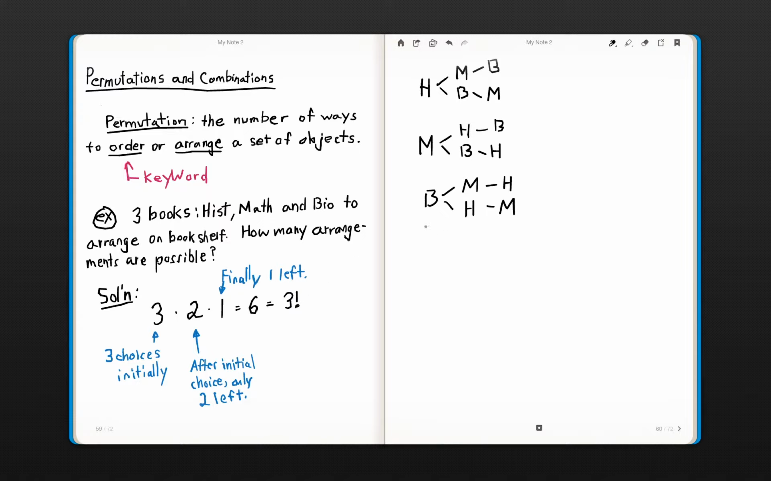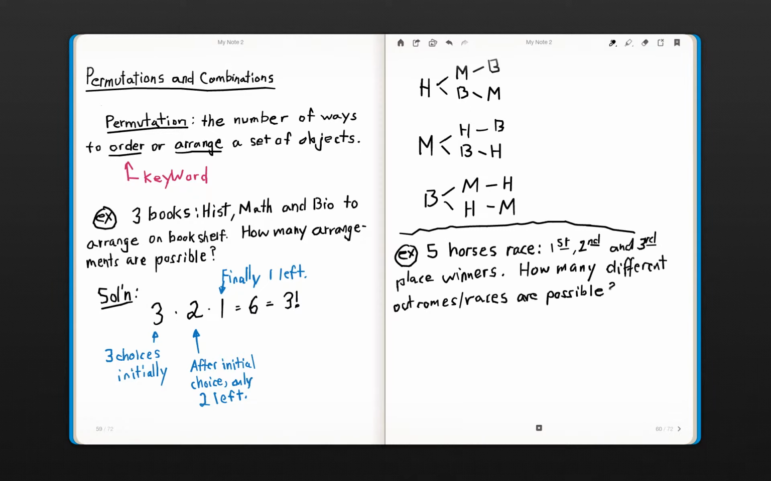Now let's do another example involving a horse race, where we have, again, as I already mentioned, 5 horses. How many different outcomes or races are actually possible?